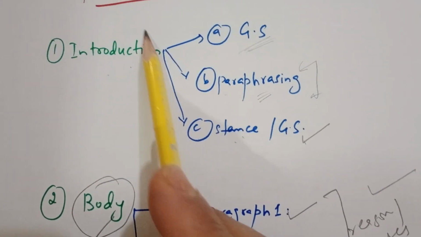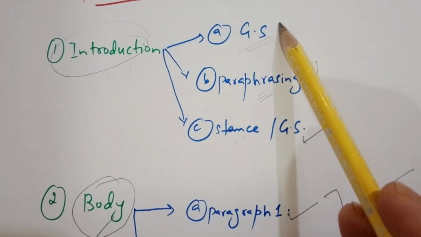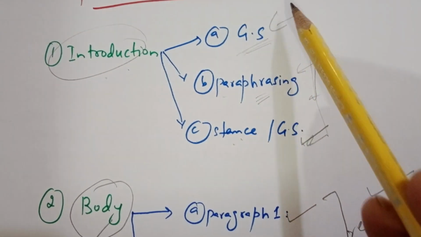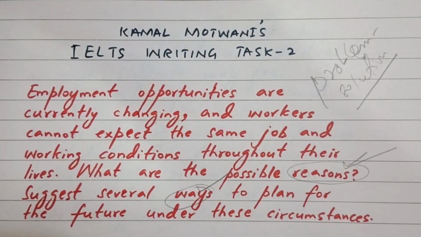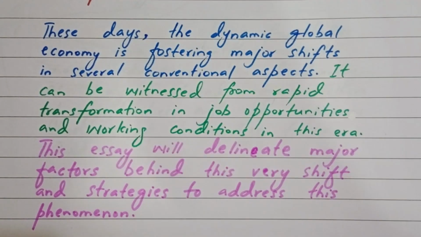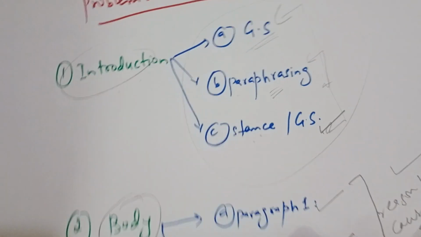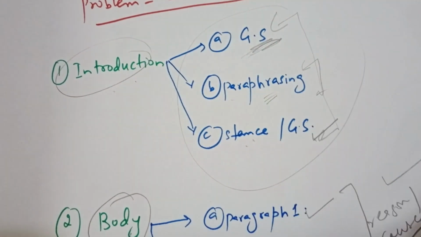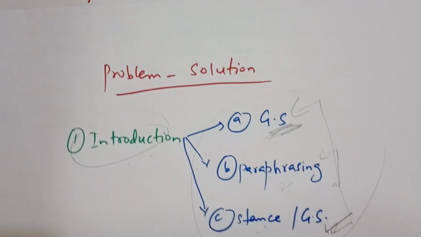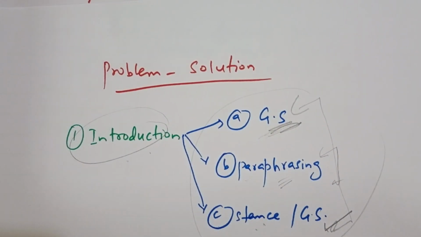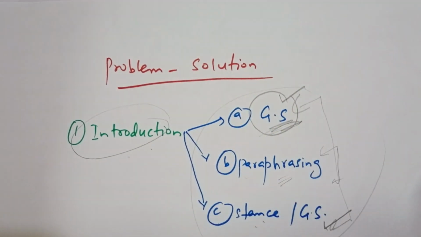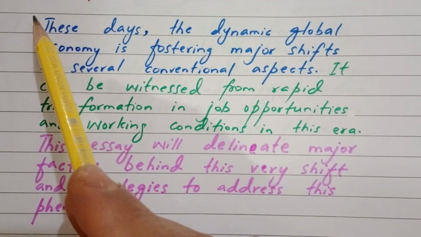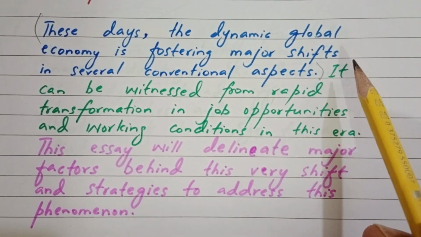We will start with the introduction, and as I have already mentioned, these are the parts of the introduction. So here is the introduction. The foremost part of the introduction is the general statement. This essay is about the job market. This essay is about the job conditions that are volatile, that are changing. So the general statement will be regarding this. The writing in the blue ink is the general statement.